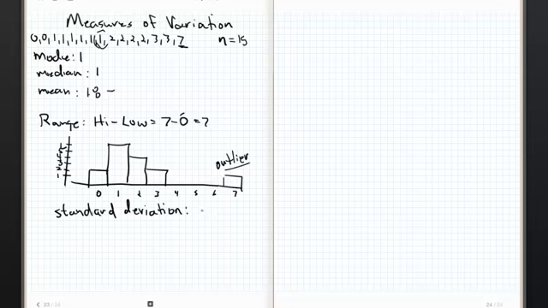There's lots of ways to explain it, but I have found that the easiest way to explain standard deviation is that it's simply the average distance of the data values to the mean. So if I wanted to figure out the standard deviation of this data set, I could figure out the distance from 0 to 1.8, from 1 to 1.8, from 1 to 1.8, etc., 2 to 1.8, 2 to 1.8, 3 to 1.8, 3 to 1.8, 7 to 1.8. Take all those differences, add them up, and divide by the number of data that I have. Now, unfortunately, it's not as simple as that.